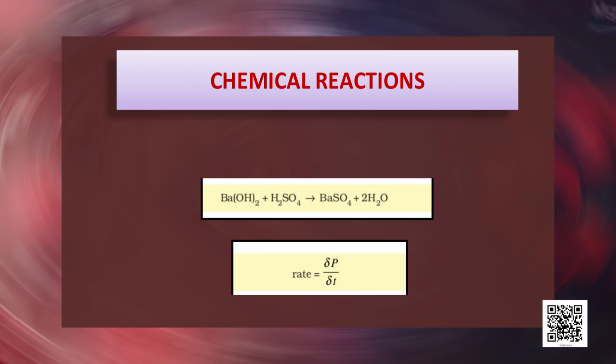Rate of a reaction is a measure of how much reactant is consumed or how much product is produced in a given amount of time. It is determined by the amount of product formed per unit time, that is delta P divided by delta T. Substrate concentration, temperature and the presence of enzyme or catalyst are some of the main factors which affect the rate of a reaction. Rate of a chemical reaction doubles for every 10 degrees Celsius increase in temperature.